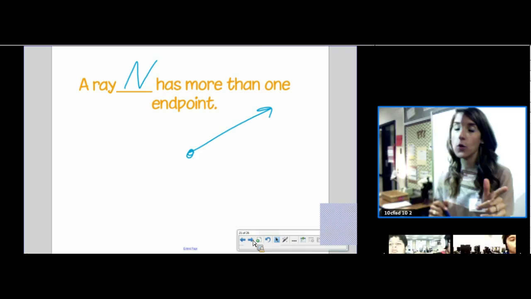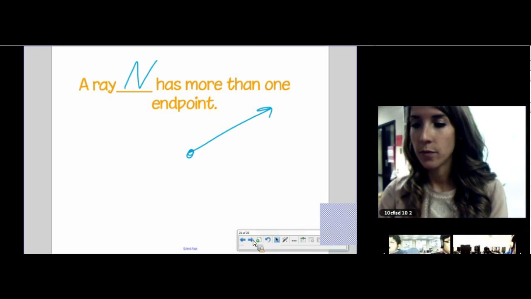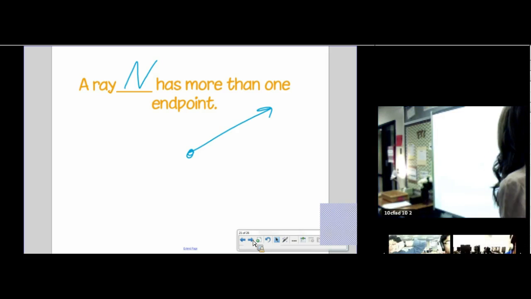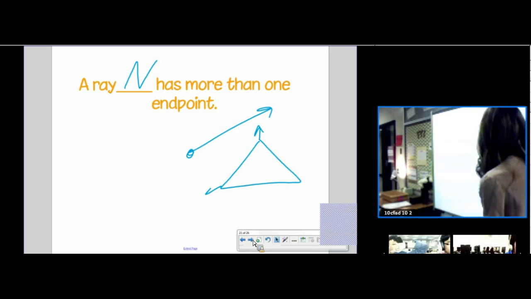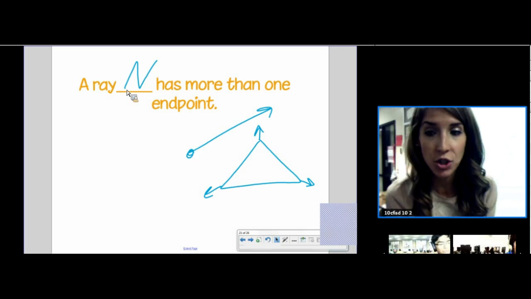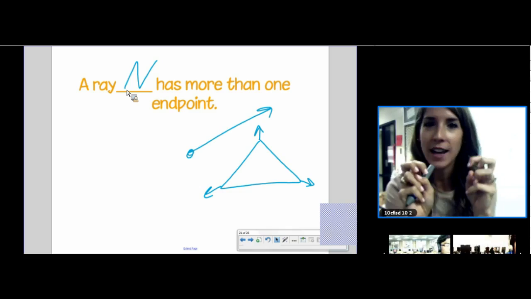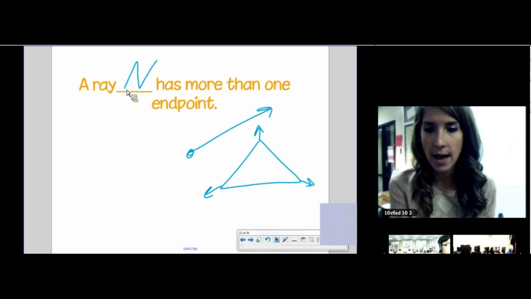Wait, I got a few questions. One question was, can a plane be a triangle? So guys, you have to remember that a plane is a flat surface that goes on forever. So you can represent a plane with a triangle, but that plane keeps going. So that plane's not really a triangle, but you can represent it with a triangle. Okay?